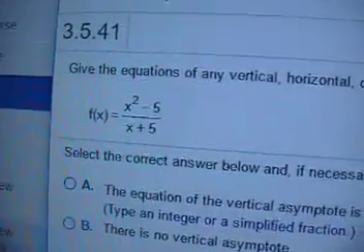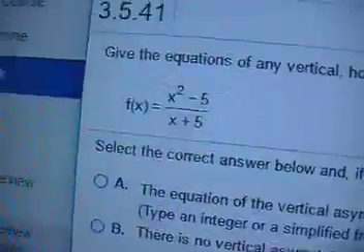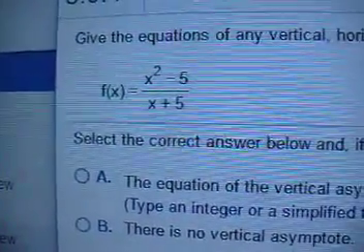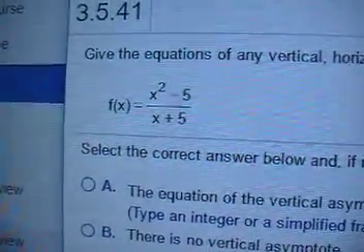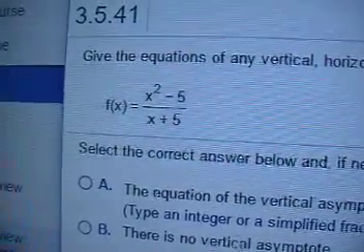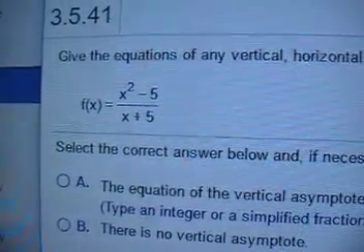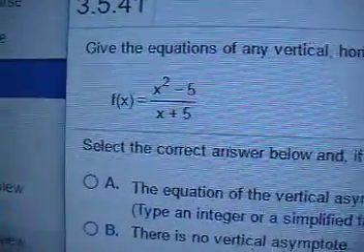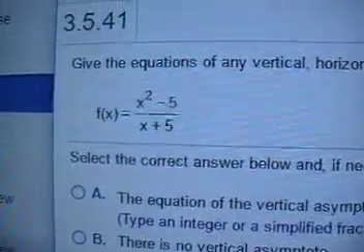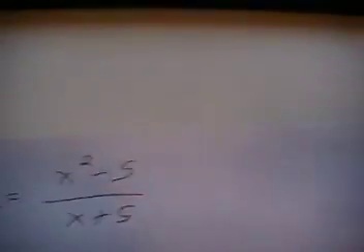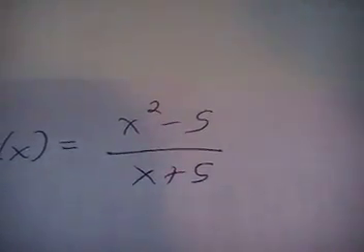Okay, third and final case, and this is the last problem on the test. We've seen the case where the bottom had a bigger degree. We just saw the case where they had the same degrees. The last case is when the top has a bigger degree. X squared minus 5 over x plus 5. So the fraction cannot be reduced.